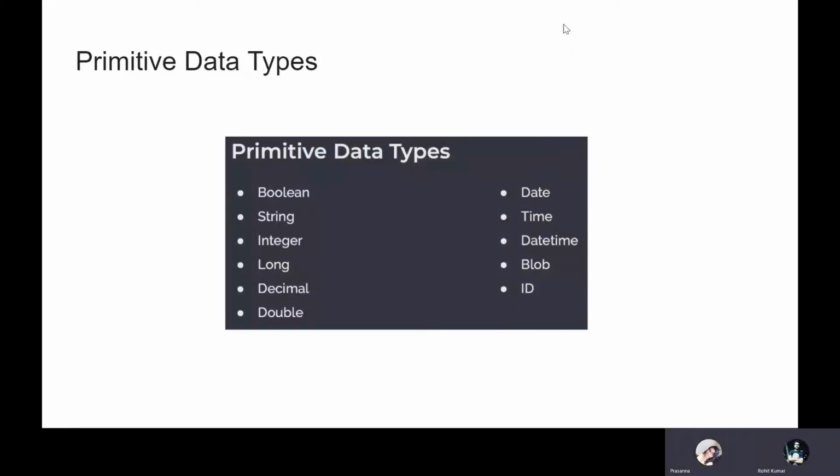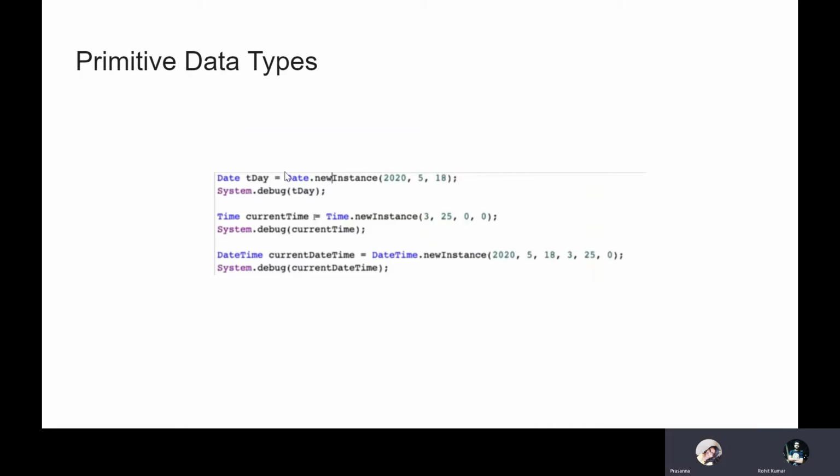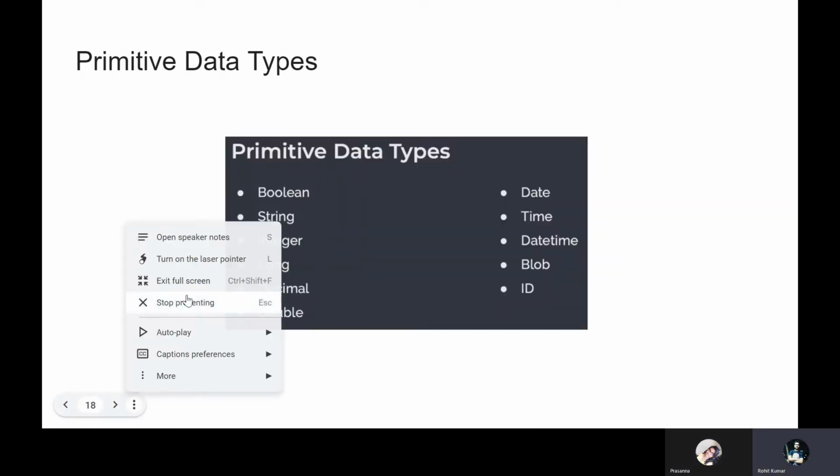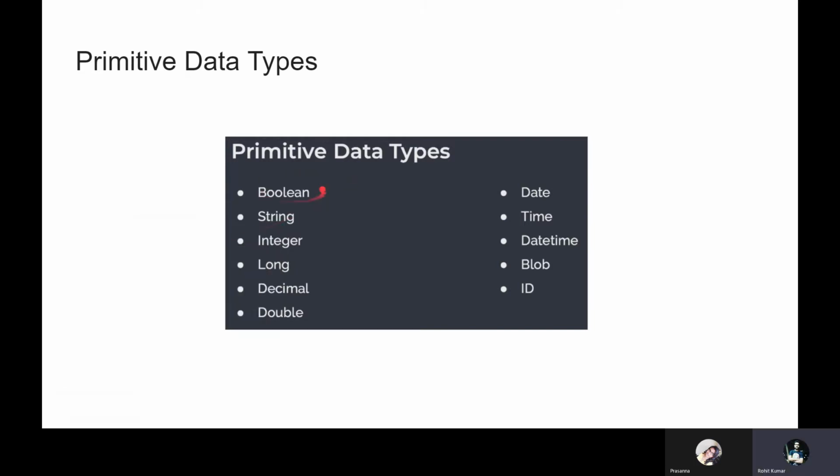So we already discussed some primitive data types like boolean, string, integer, long, decimal, and double. This left panel we already discussed, right? Let me show you. Here you can see primitive data types. We already did boolean, string, integer, long, decimal, and double, right?